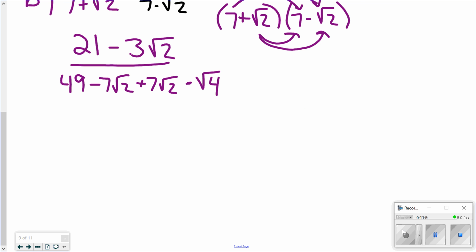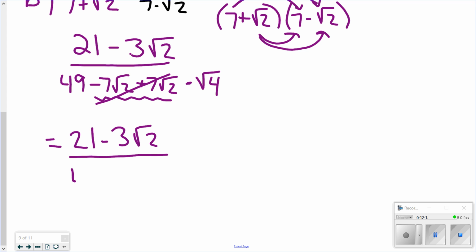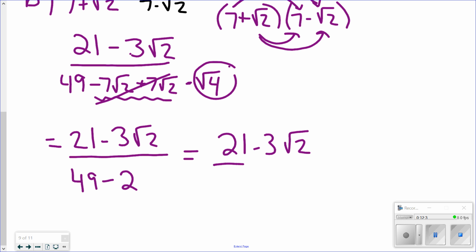All right, so let's simplify this even more. So the numerator is going to stay the same. I have 21 minus 3 square root of 2. If I look here, I have minus 7 square root of 2 plus 7 square root of 2. Well, those are just going to cancel out. And so in the denominator, I'm left with 49 minus, well, what is the square root of 4? We know that's really equal to 2. So now I can simplify this even more. 21 minus 3 times radical 2 divided by, what is 49 minus 2? It's 47. And I am done.